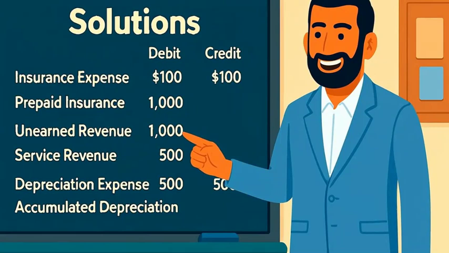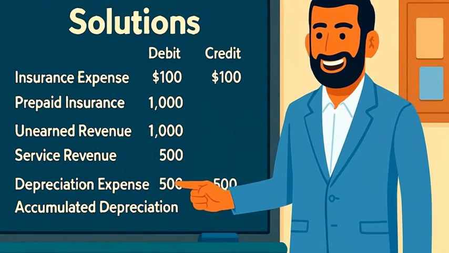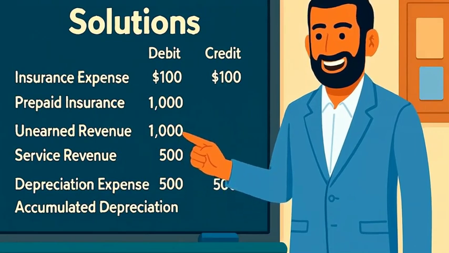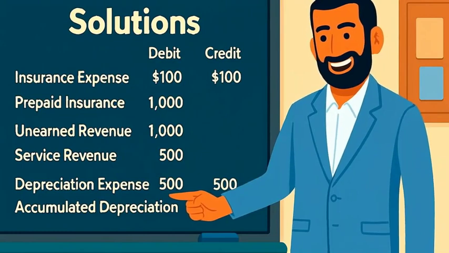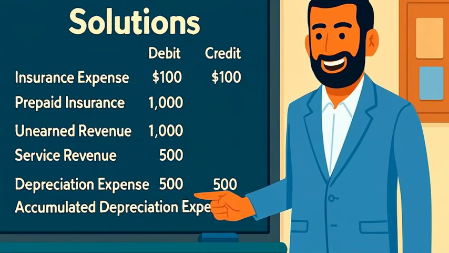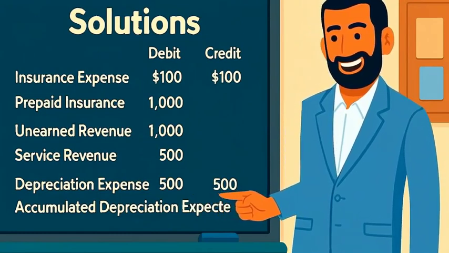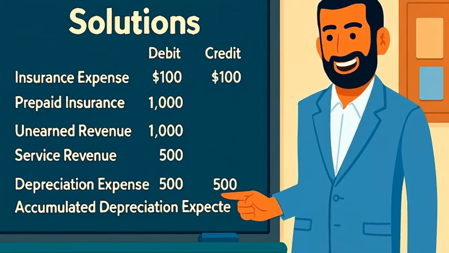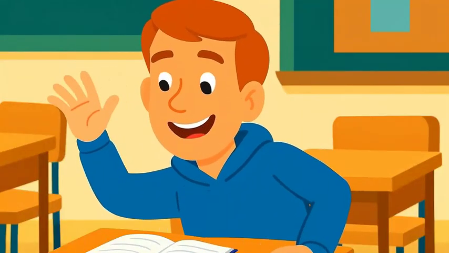Solutions. 1. Debit insurance expense, $100. Credit prepaid insurance, $100. 2. Debit unearned revenue, $167. Credit revenue, $167. 3. Debit depreciation expense, $500. Credit accumulated depreciation, $500. So once we do these, are we ready for financial statements?